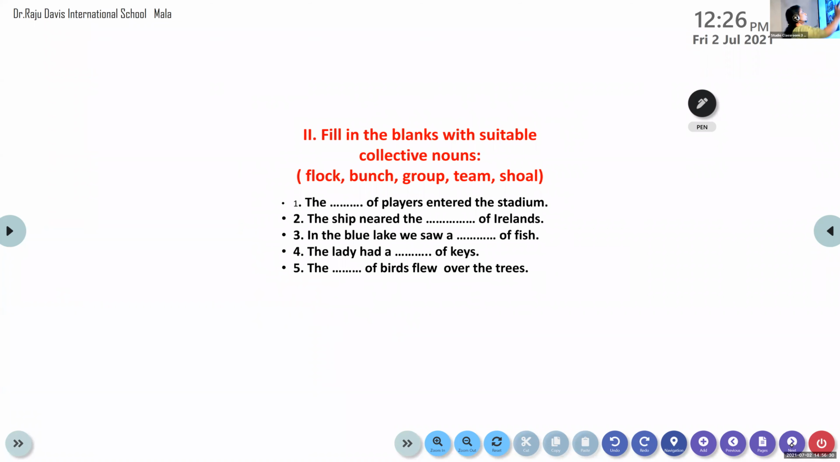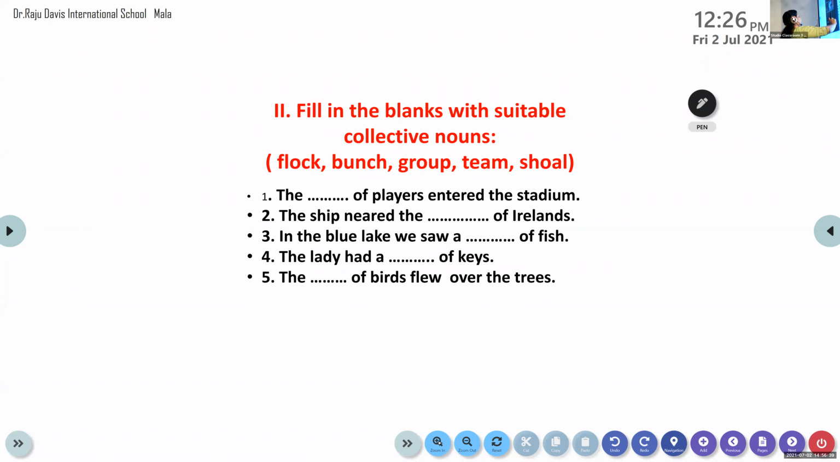Next, you will be given a set of collective nouns. You have to fill in the blanks using the suitable collective noun. Okay, so let's do this one. Abigail, come on. Read the question, Abigail. Unmute it, please. The dash of players entered the stadium.